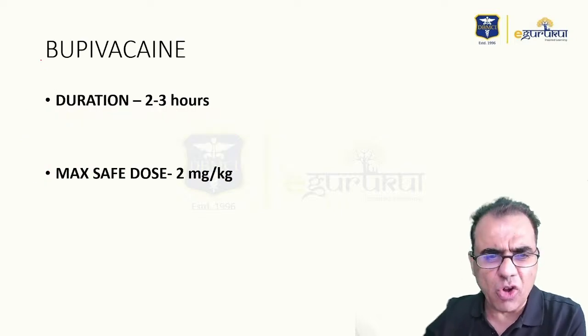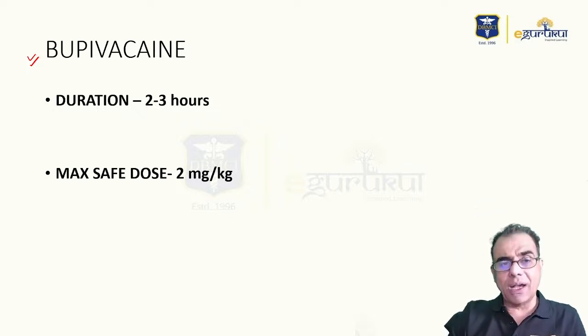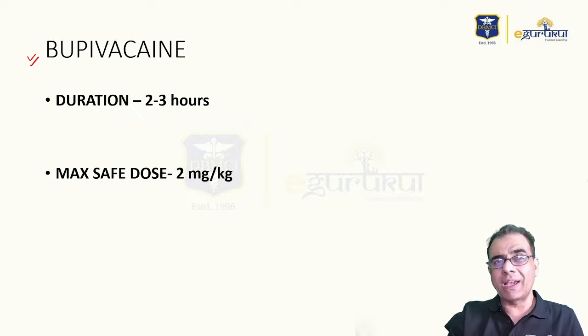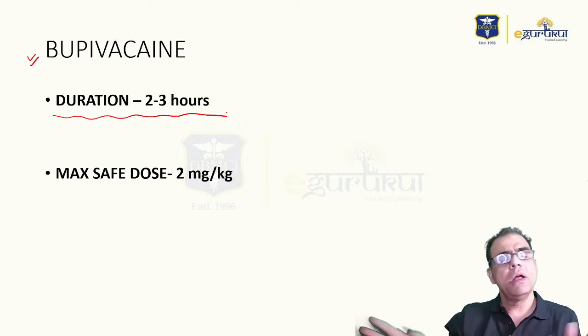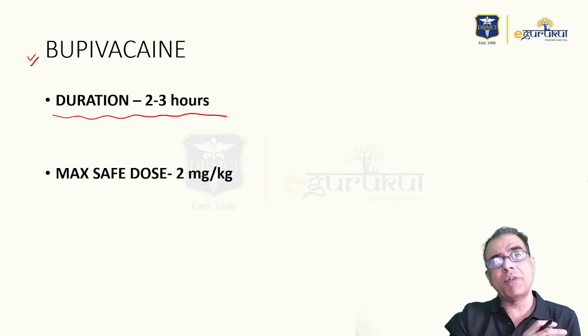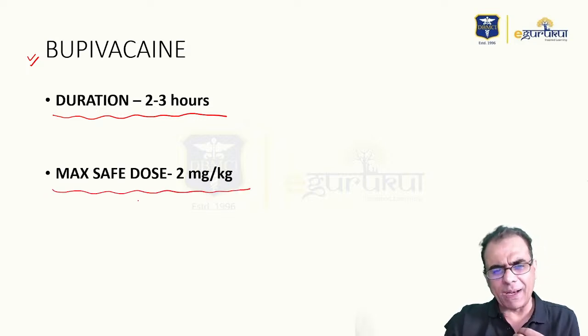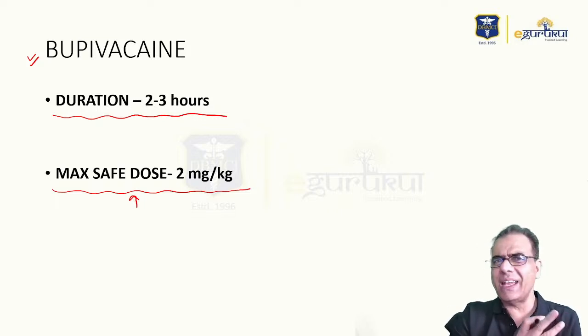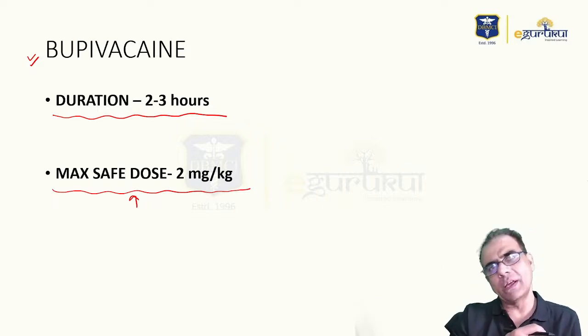Another local anesthetic which we commonly use is bupivacaine. In fact, in anesthesia we use bupivacaine more commonly than lignocaine, but overall lignocaine is more commonly used. When we say bupivacaine, it means plain bupivacaine; there is no commercial preparation of bupivacaine available with adrenaline. The duration of action of bupivacaine is 2 to 3 hours, and the maximum safe dose is 2 milligram per kg. If you want to remember, fine; if you don't, that is also okay, because you will not be commonly using bupivacaine. You mostly use lignocaine, but if you want to remember, it is 2 milligram per kg.